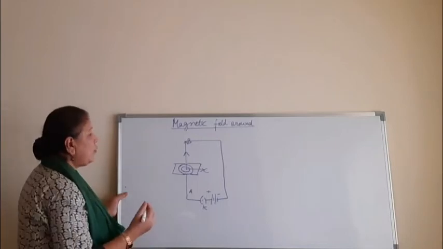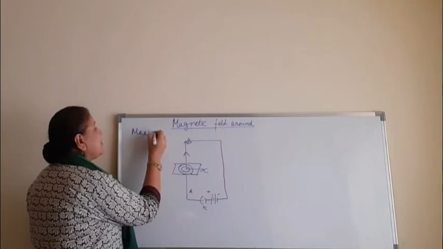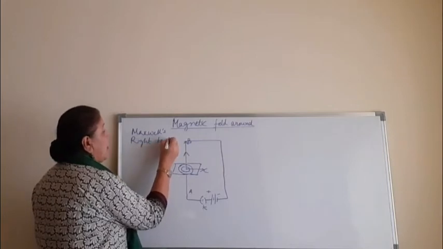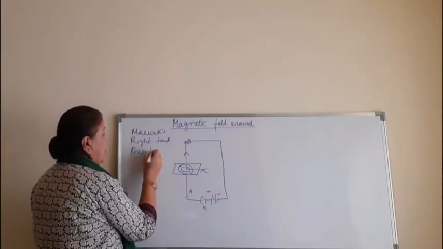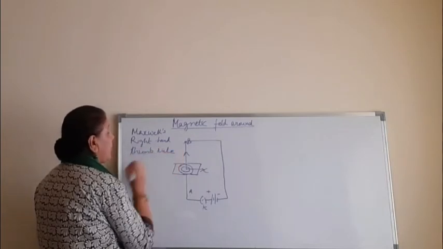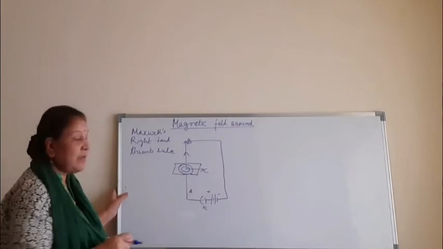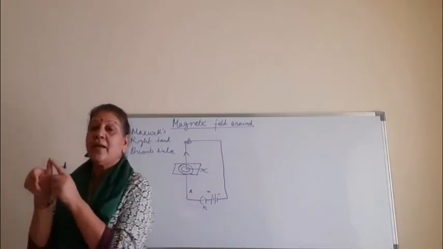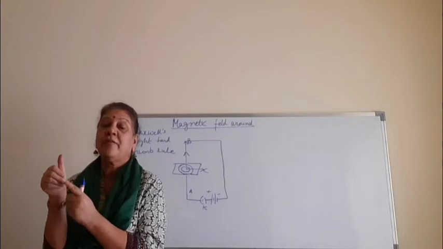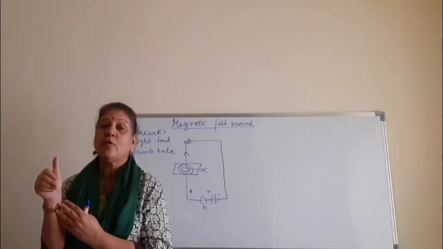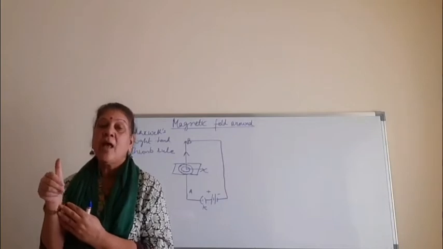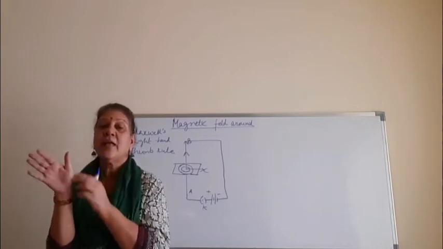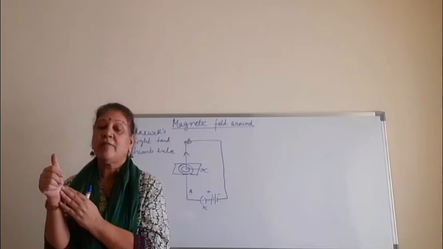It is given by a rule which is called Maxwell's right hand thumb rule. And what does it say? It says that if you hold the current carrying conductor like this, where the thumb shows the direction of electric current, then the curled fingers will show the direction of magnetic field lines or magnetic field. I'm repeating it again: if you hold the current carrying conductor like this, where the thumb shows the direction of electric current, then the curled fingers will show the direction of magnetic field lines.